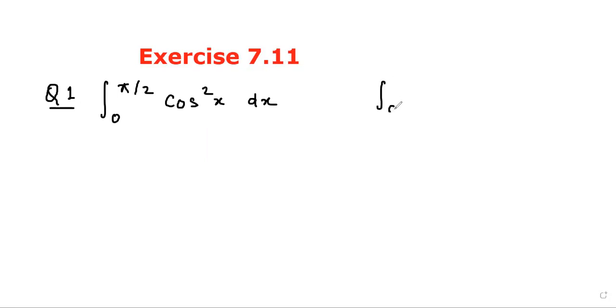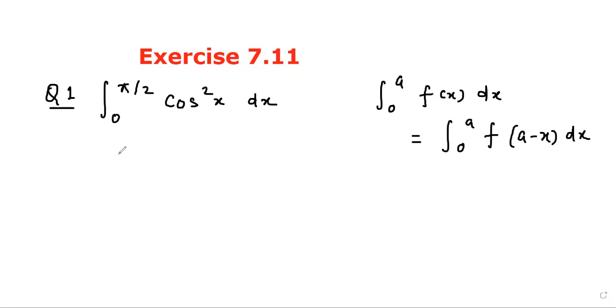Exercise 7.11. Question number 1. Integration from 0 to pi by 2 of cos square x dx. Here we are going to use the property integration from 0 to a of f(x) dx equals integration from 0 to a of f(a minus x) dx.